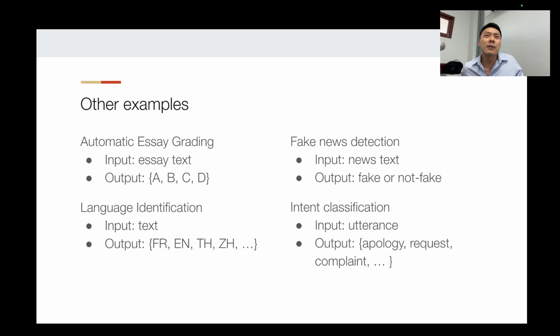If the input is in English text, it's English, right? If it's in Thai characters, it must be Thai. If it's in Chinese characters, it must be Chinese, right? So why do we need a classifier? Anybody? Yes.